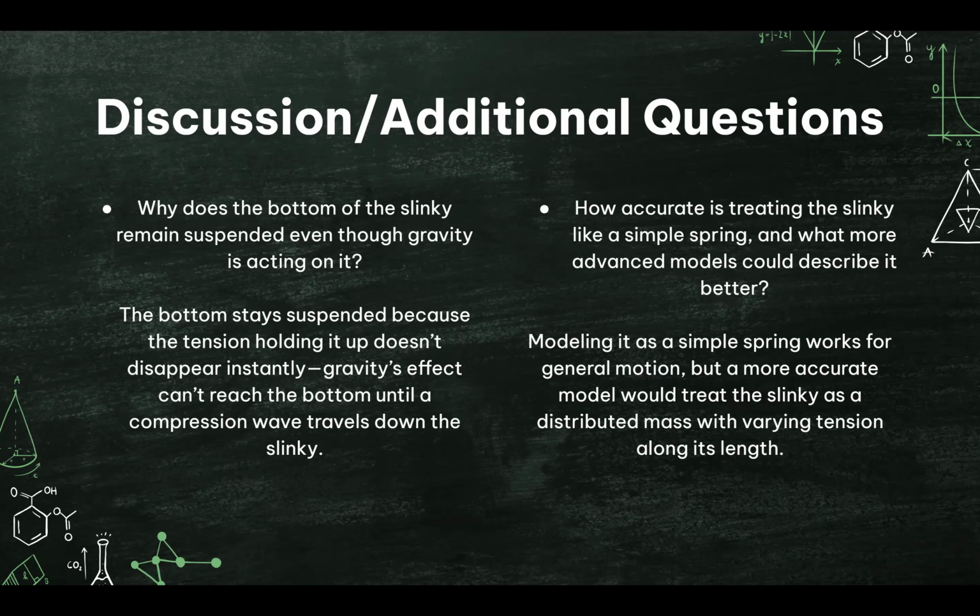And then, how accurate is treating the slinky like a simple spring, and what advanced models could describe it better? Modeling it as a simple spring works for general motion, but a more accurate model would treat the slinky as a distributed mass with varying tension along its length.